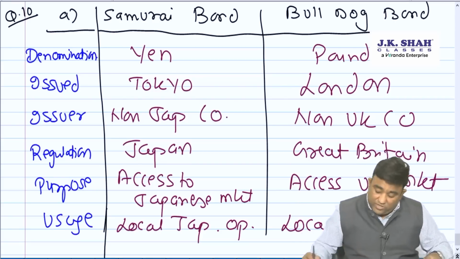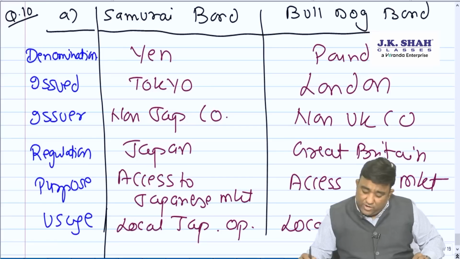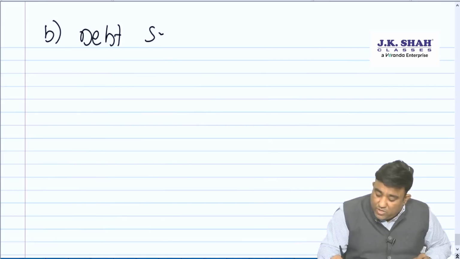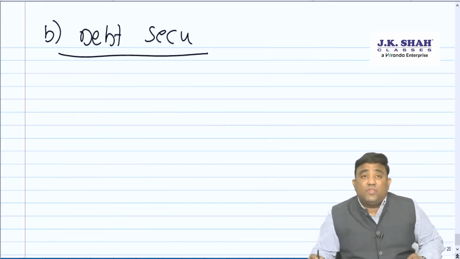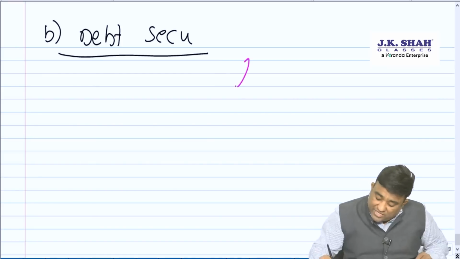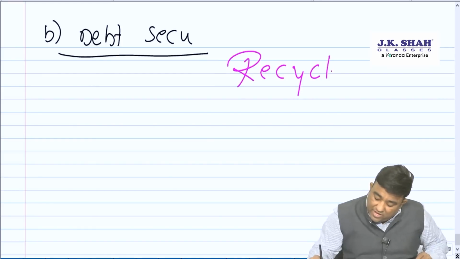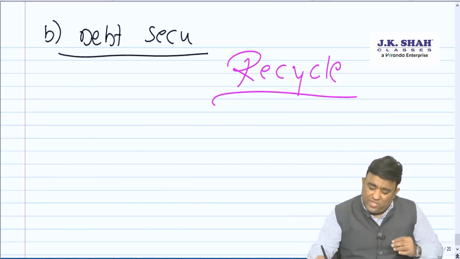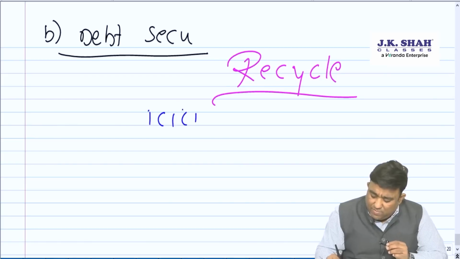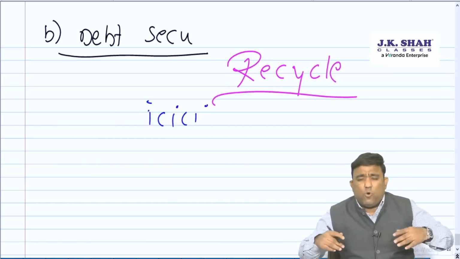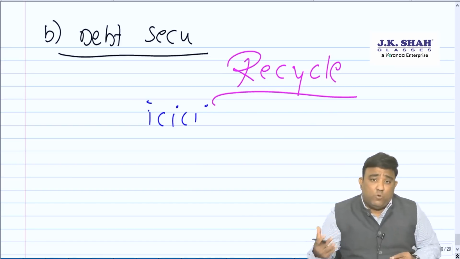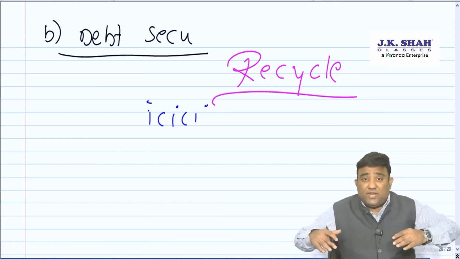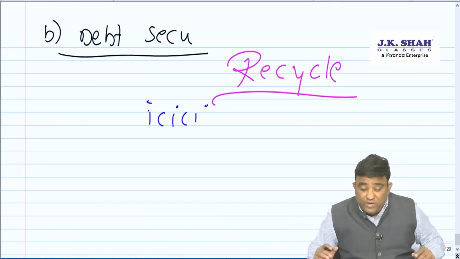Coming back to the second option, what do they ask you? Debt securitization. Student, debt securitization is nothing but recycling of funds. Catch this word, recycling of funds. Recycling means you are converting your illiquid asset into liquid asset. For example, let me take an example of ICICI Bank. They fund crores and millions of rupees in a year for home loans. ICICI will give loans in a year. In the second year, they need to continue the same kind of home loan business, but they are running short of funds.